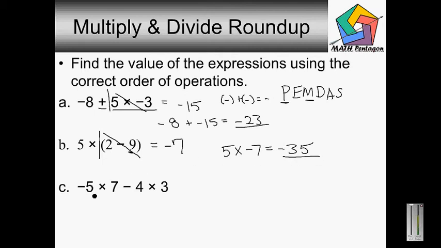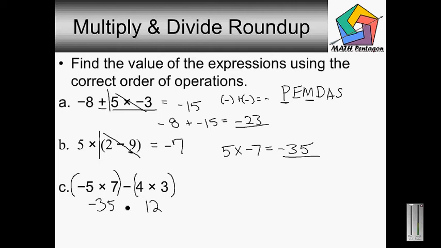Okay, now we have here -5 times 7 minus 4 times 3. Here I'm going to focus on -5 times 7 first. So -5 times 7 is -35. And I have a subtraction. I'll go over that later. Now I'm going to do 4 times 3, and that's going to give me 12.